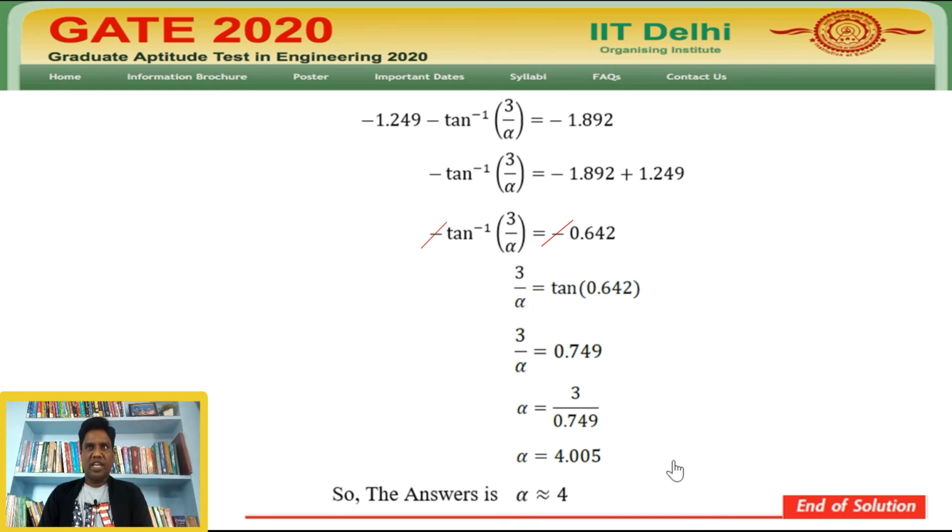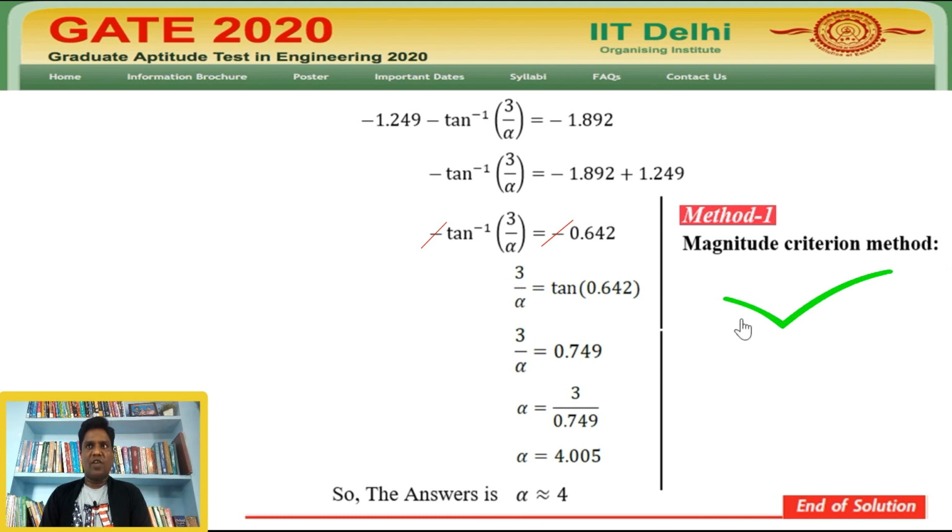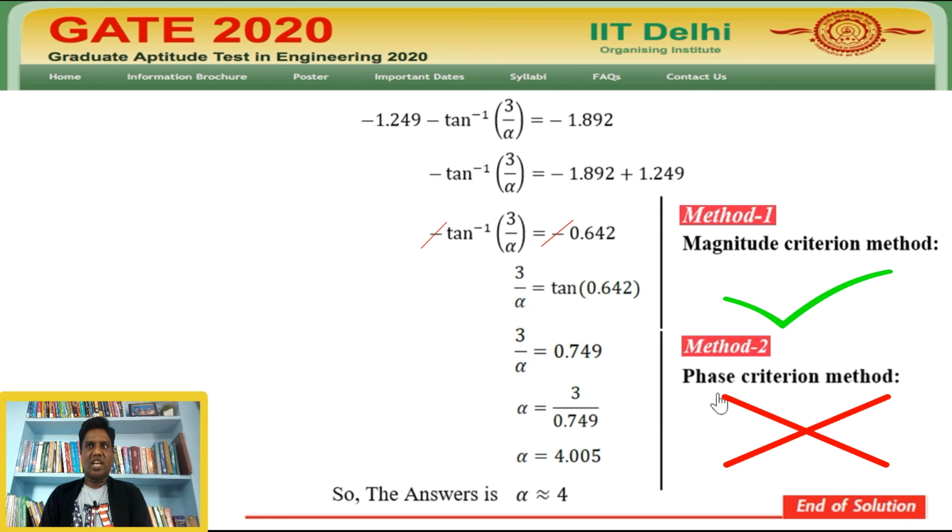From observation of these two methods, method 1 using the magnitude criterion is easier to calculate the alpha value without the use of a calculator. But method 2 using the phase criterion is a little bit tough because it requires a calculator to calculate trigonometric functions of tan and tan inverse in order to find the alpha value.